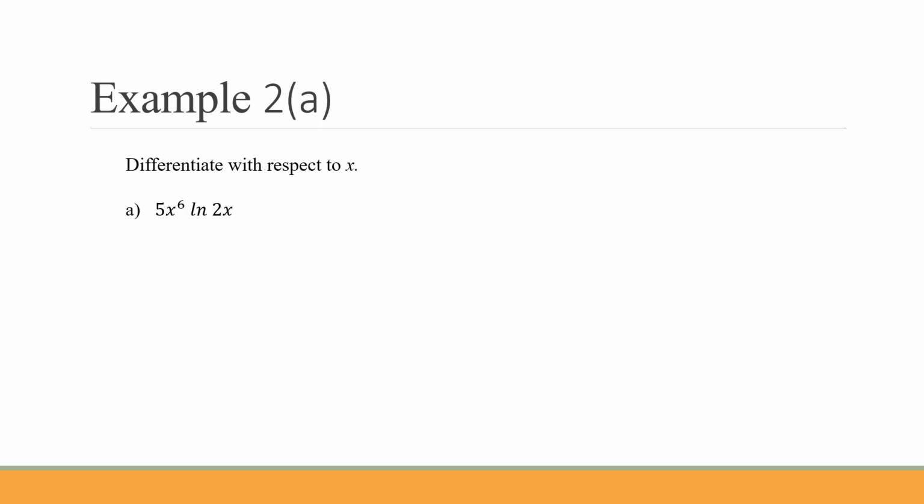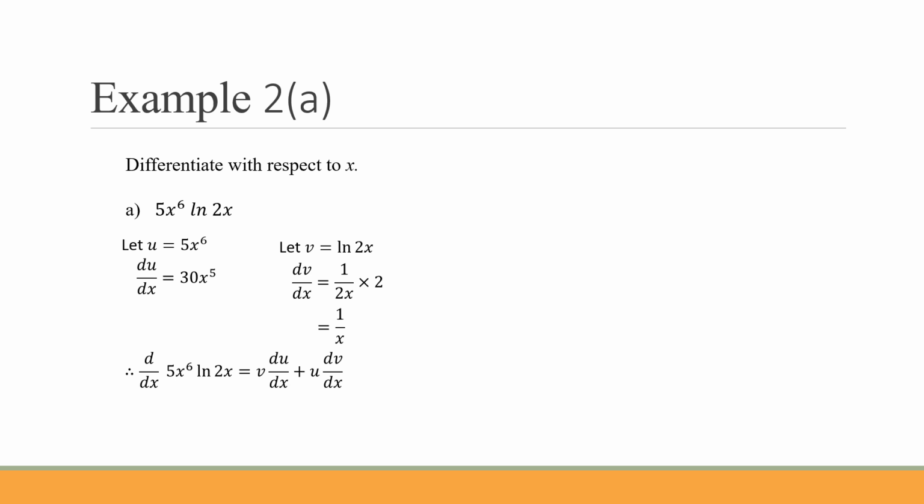Okay, moving on. For this one, because it's a product of two functions, you have to use the product rule. You have to differentiate both, and then use the rule, which is v du dx plus u dv dx. Usually this will be good enough without even simplifying, but if you want to simplify, it's just one more step. The answer is 30x power 5 log 2x plus 5x power 5.